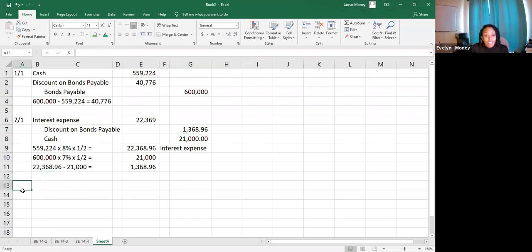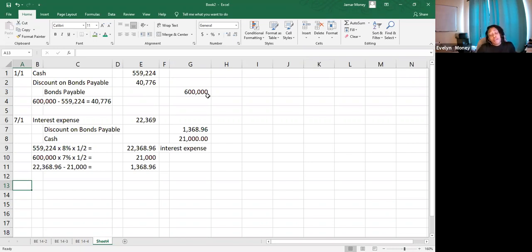Now, if this were the straight line method, I could take these same numbers and use them again on December 31st for my adjusting entry. But for the effective interest method, interest expense changes every single period, because we calculate interest by taking the carrying value times the market rate of interest times a half. Well, the carrying value has changed. It's no longer 559,224 because I've recorded some amortization. In other words, my carrying value that started off at 559,224 is one step closer to this 600,000.